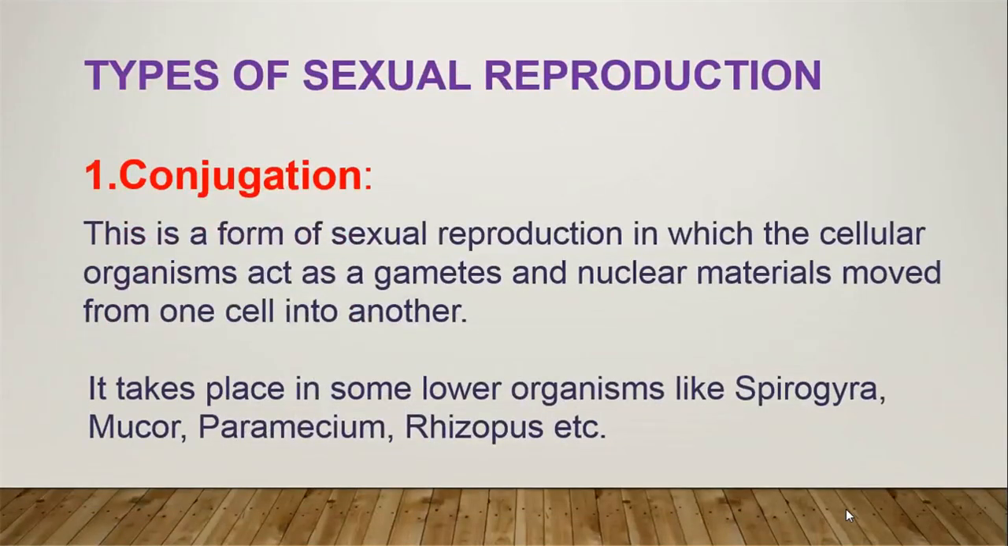Now, we have 2 types of sexual reproduction. So, we are looking at types of sexual reproduction. The first one is conjugation. This is a form of sexual reproduction in which the cellular organisms act as gametes and nuclear materials move from one cell into another. Now, it takes place in some lower organisms such as Spirogyra, Mucor, Paramecium, Rhizopus, and so on.